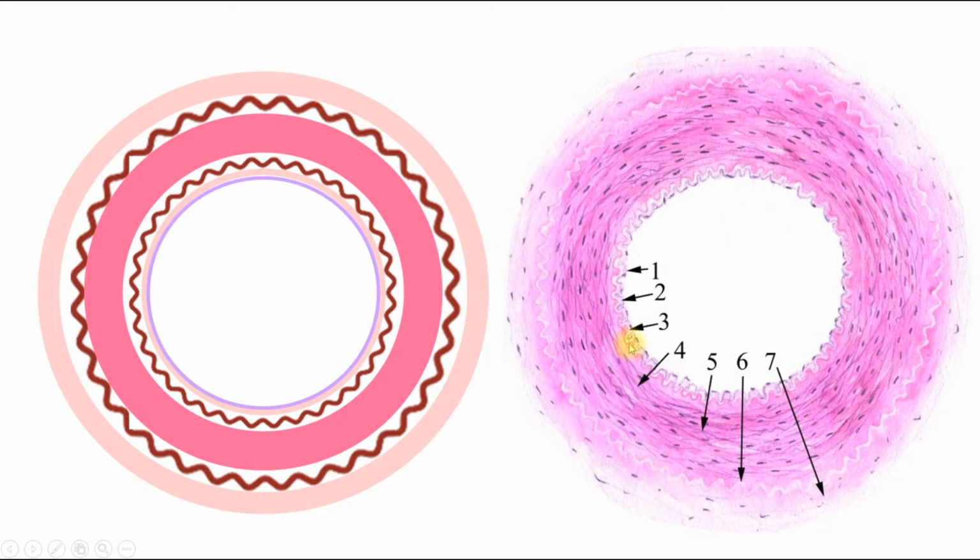And let's look at the elastic membranes of the artery. Why do we have them? First of all, they maintain the shape of the artery. They maintain the artery in an open condition. Here we can see an opened artery, and its shape is maintained by elastic membranes. And also they are flexible and stretchable.